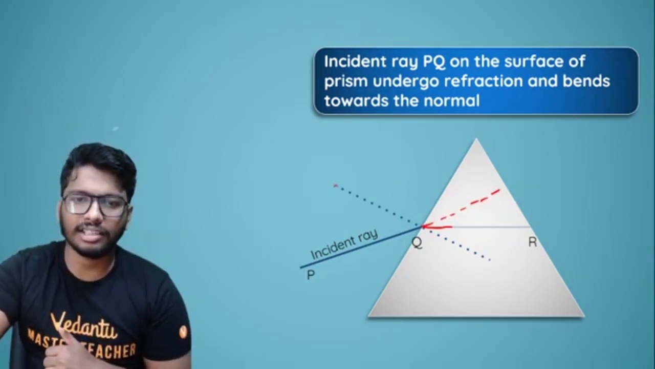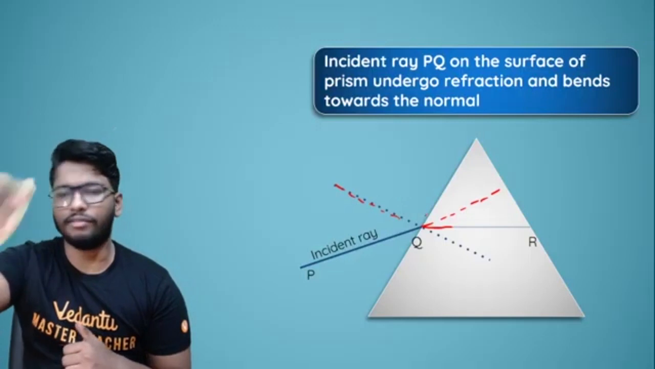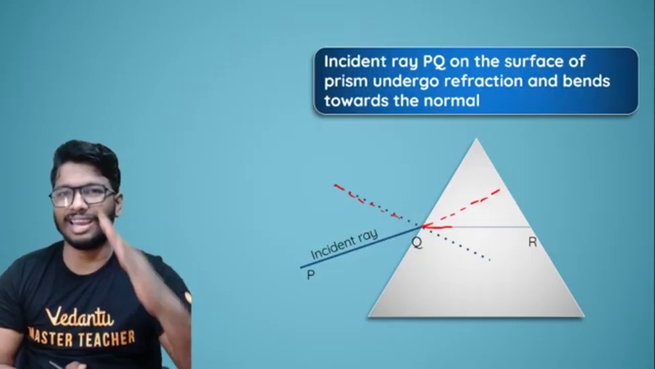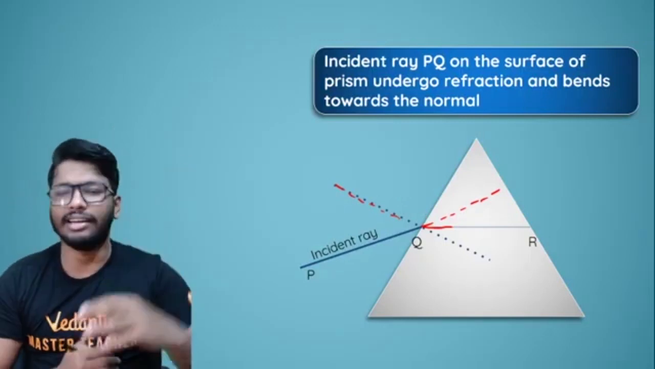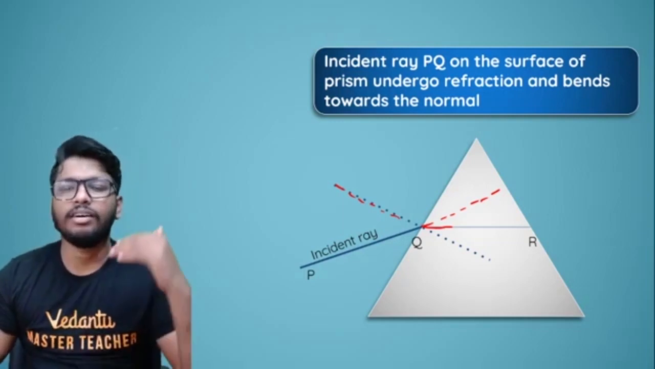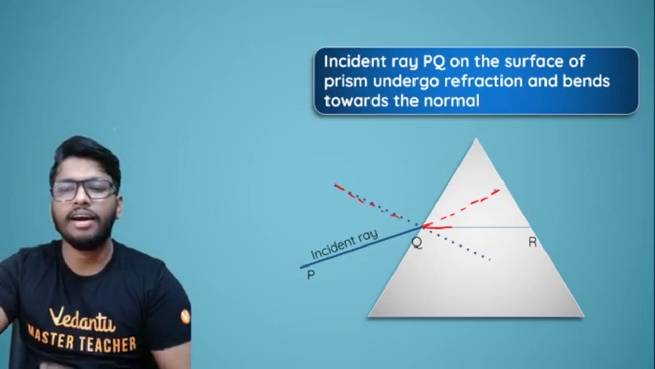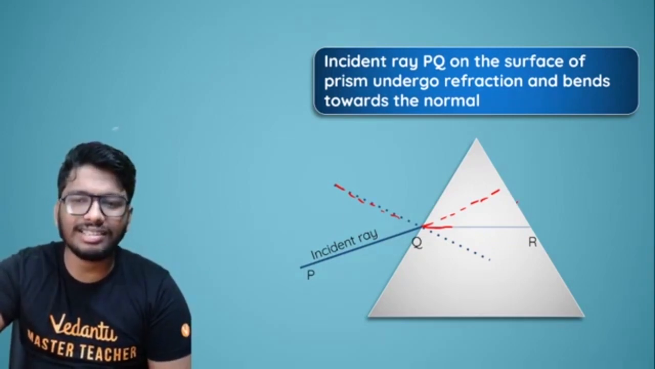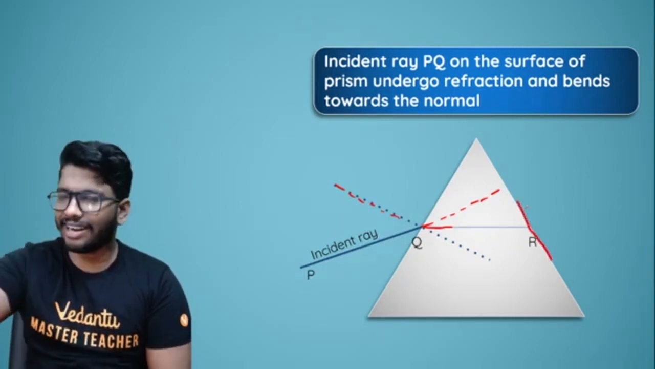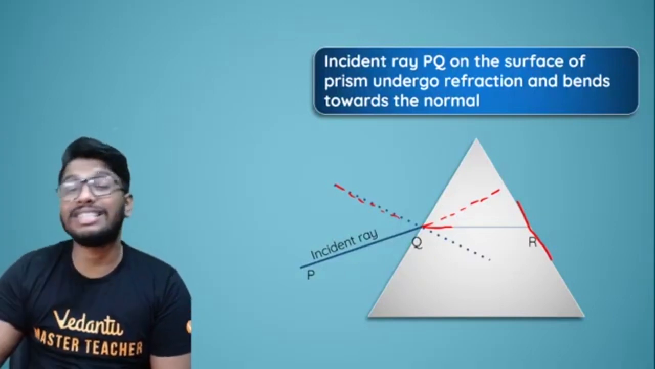And this here is nothing but the normal. This is the normal, which is at 90 degrees to the inclined surface. All right. Now, after refraction, the ray QR will go and be incident on this surface. So that ray QR will be the incident ray on the second surface.